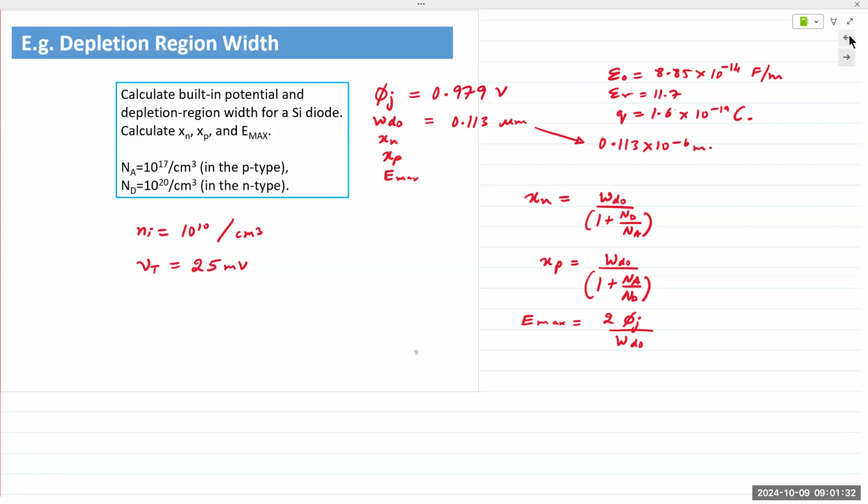One 1.126 times 10 raised to minus 5. Yeah. So it'll be 0.11 micron. Yep.